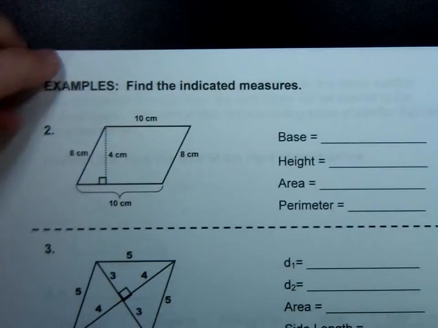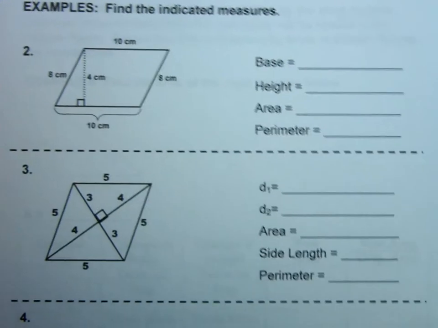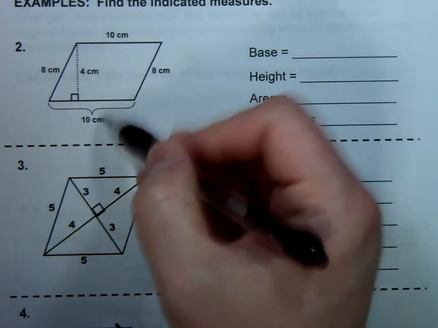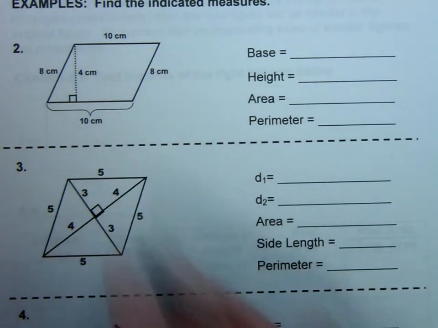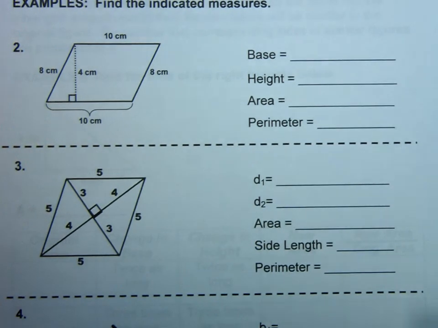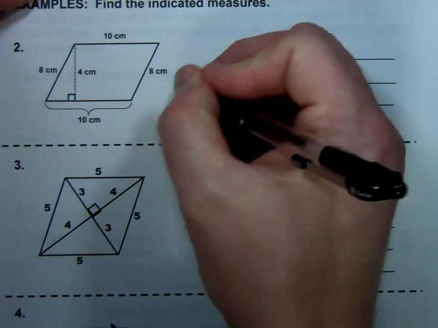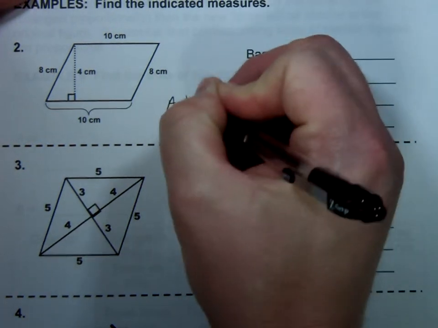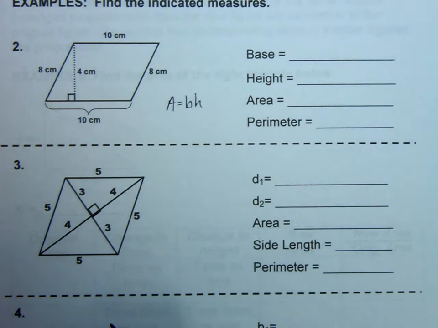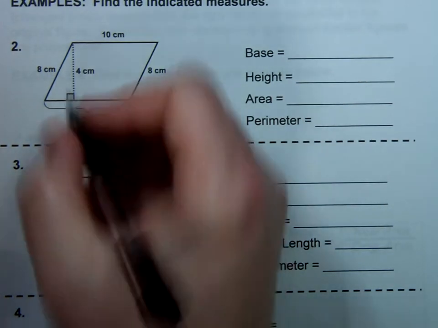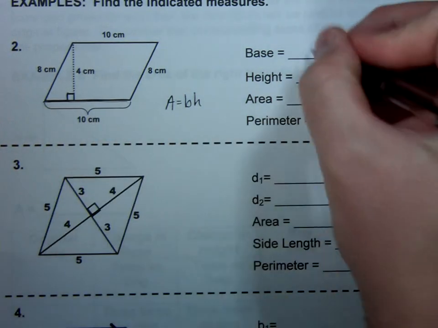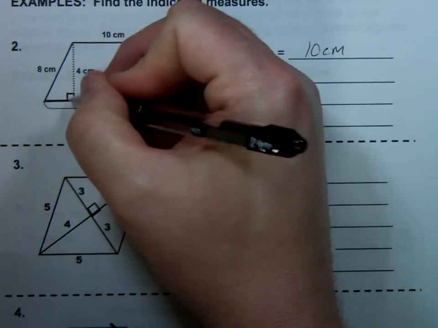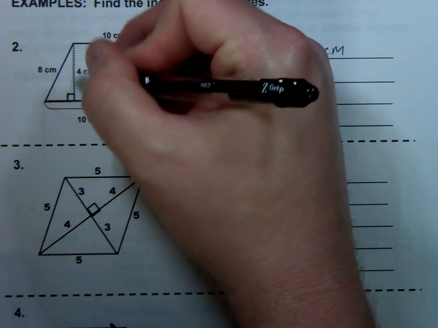So the first step in all of these is to identify what shape you're looking at. Right here, the opposite sides are congruent, but I do not know that I have right angles here, and so I know that this is a parallelogram. So for a parallelogram, I need the base and height. Remember, area is base times height. Base and height are always perpendicular, so I'm looking for that right angle. Right here I see the right angle. This will be the base, 10 centimeters, and the height is perpendicular to that, so the height is 4 centimeters.